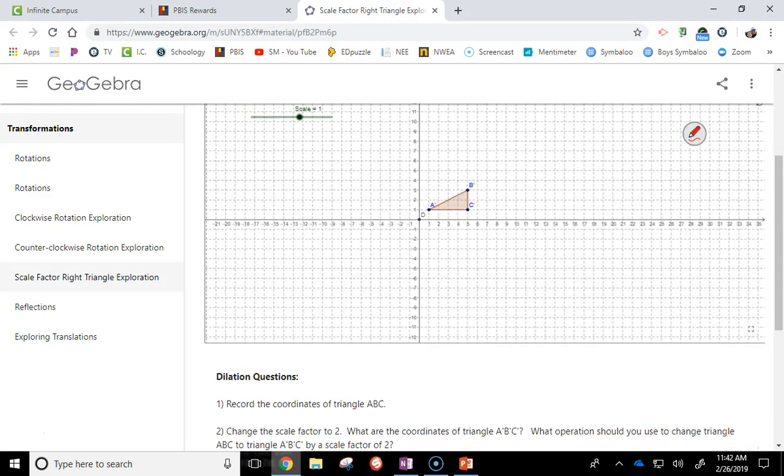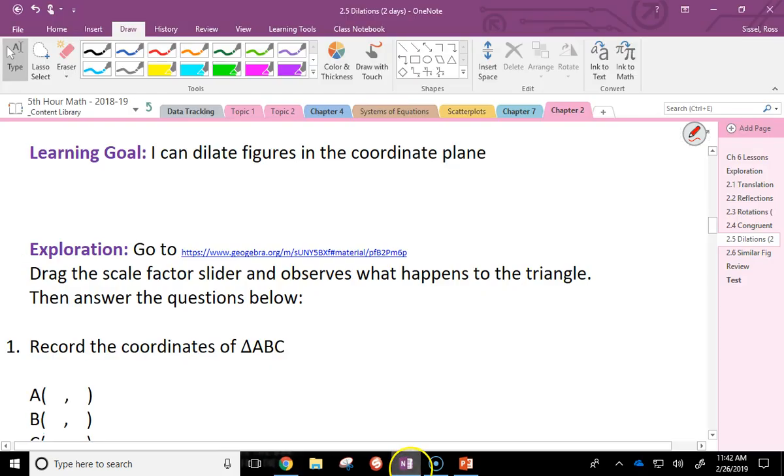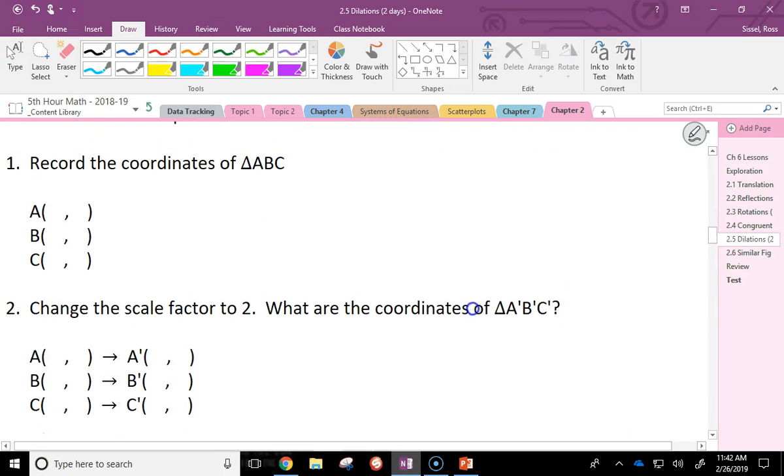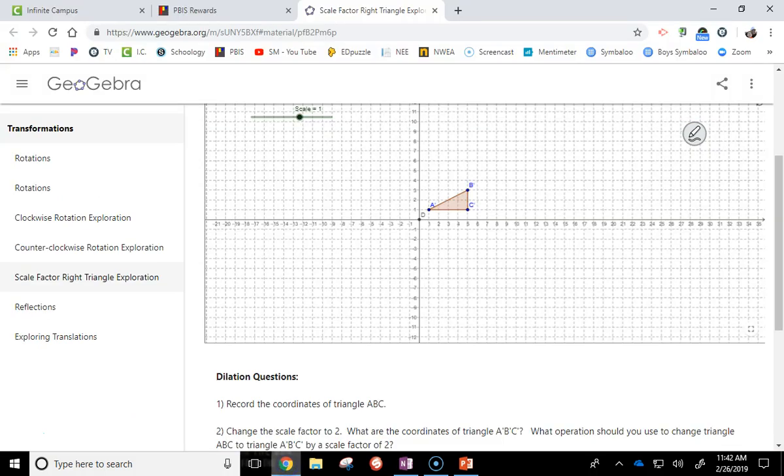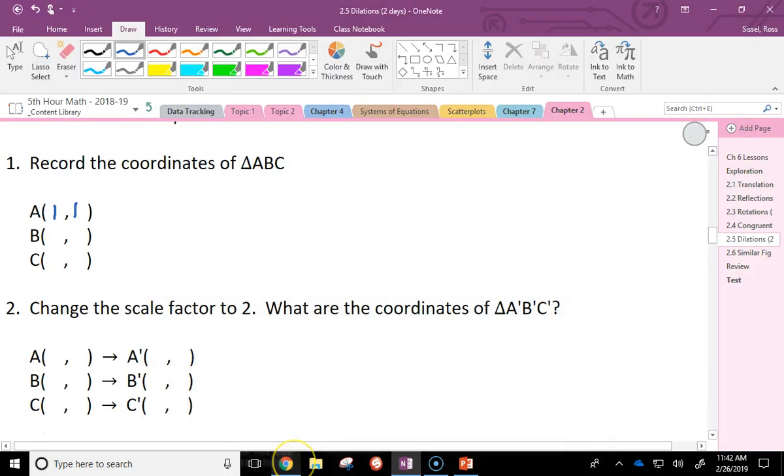Here's our triangle. So for everyone, in your notebook right now, we can go ahead and record the coordinates of triangle ABC. It is (1, 1), (3, 5), and (5, 1). These are our 3 coordinate points. On that page, make sure you write these down. We're going to use them on each and every one.